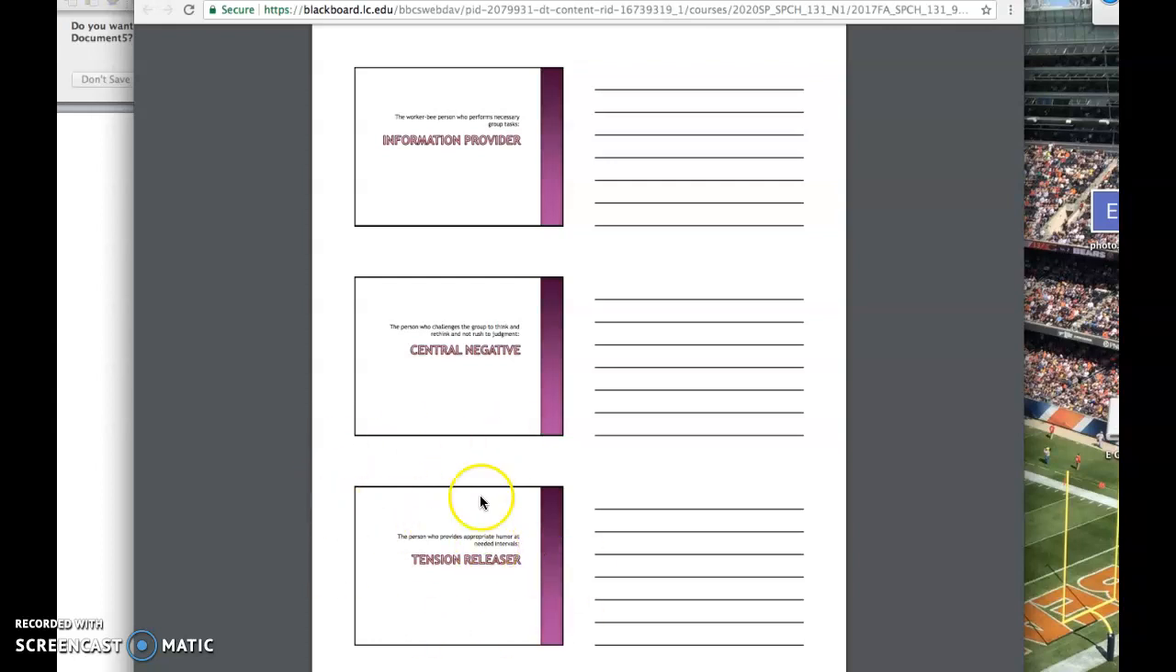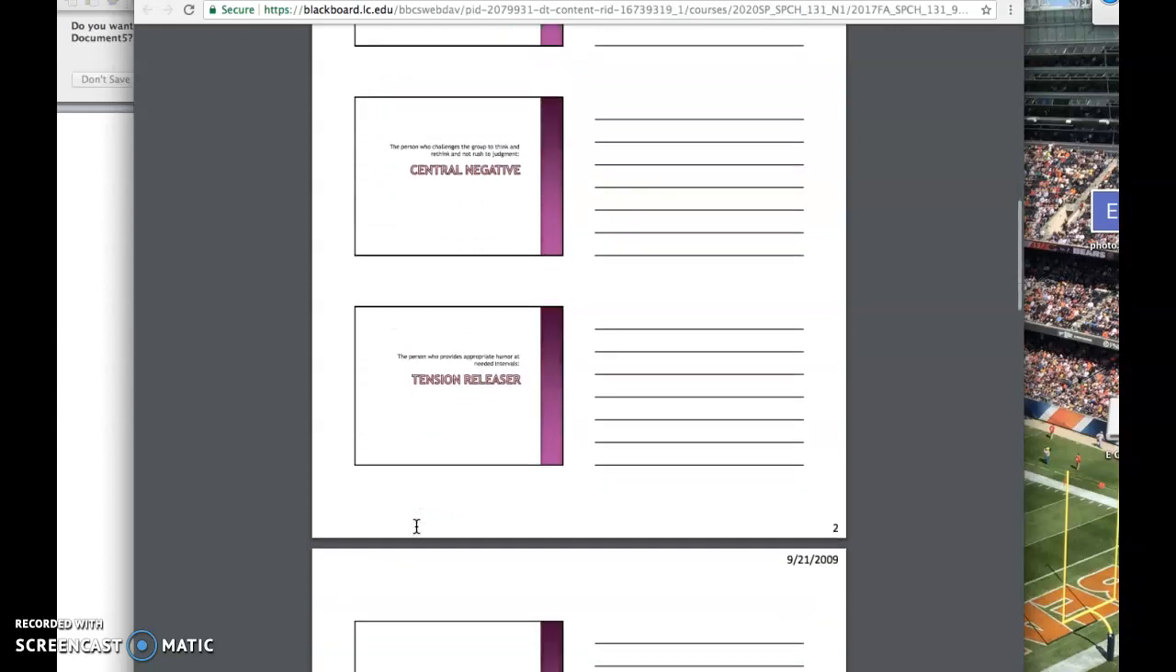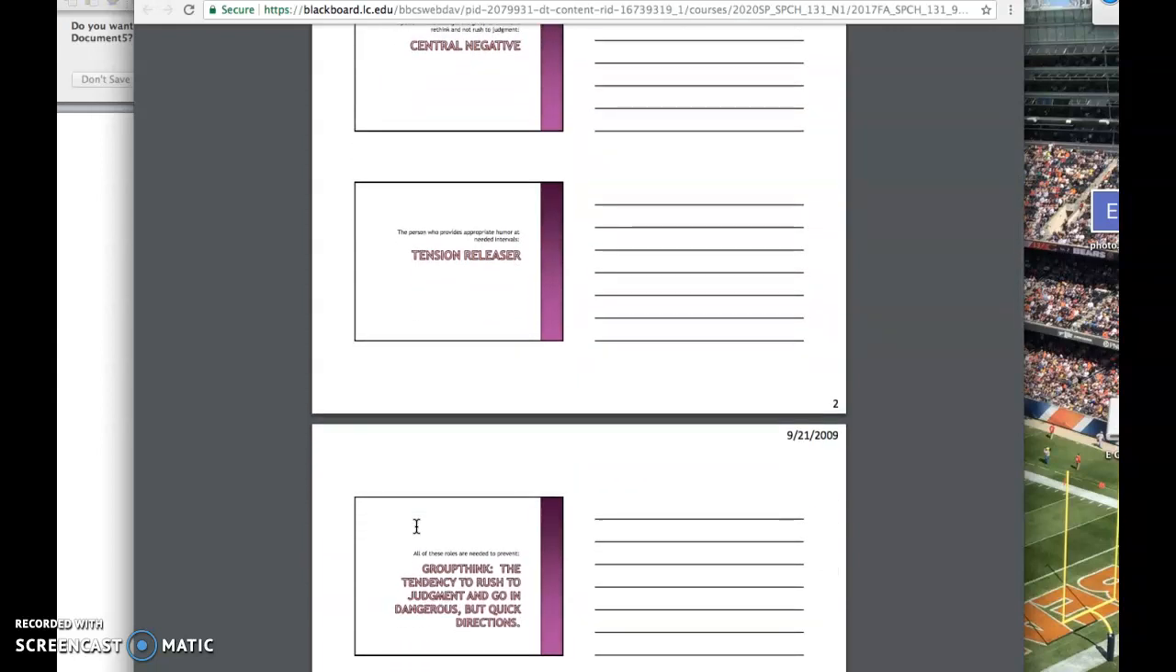The tension releaser is someone who realizes that this group experience should be fun. And this person does not necessarily cut up and take away from the mission of the group, because that just gets annoying. But the tension releaser realizes that sometimes things are getting too hot and that we need to take a break. When you think about the word groupthink, this is why the central negative is so important.